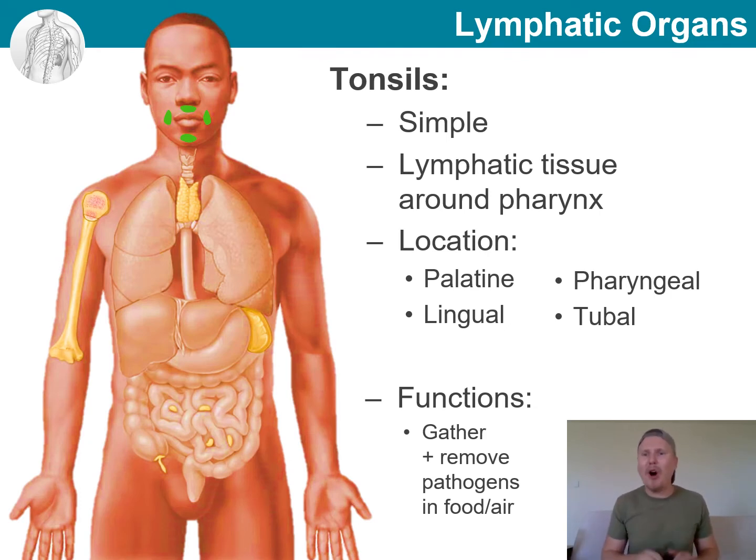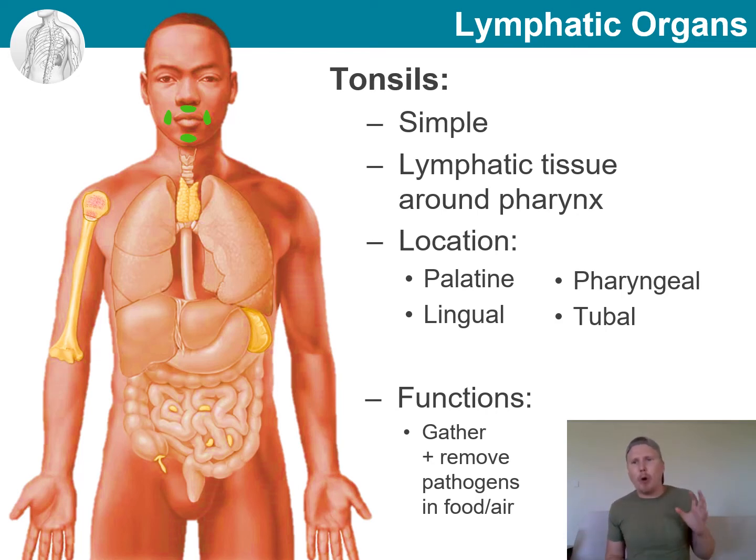Let's have a look at tonsils. These are the simplest lymphoid organ. There are many tonsils which form a ring of lymphatic tissue around the pharynx. And in appearance, you could describe them as something that looks like swellings of mucosa.